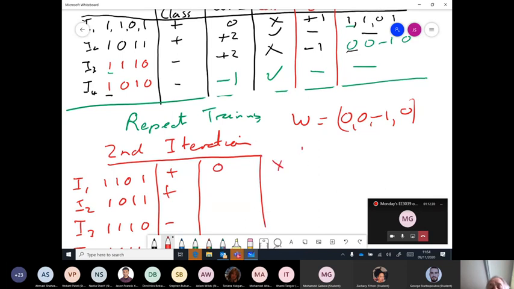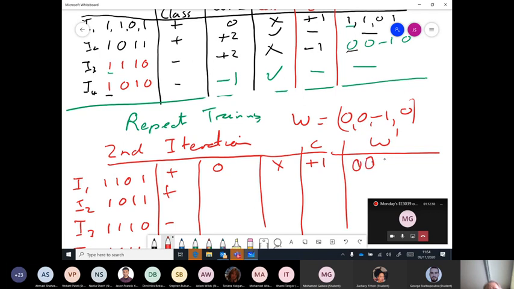It is wrong. We need for positive class C to be, remember this is correct, this one is going to be C. C has to be plus 1. We now add it up. This is the W prime again. Add this pattern now to the current weight vector. It gives me 0, 0, naught, minus 1.